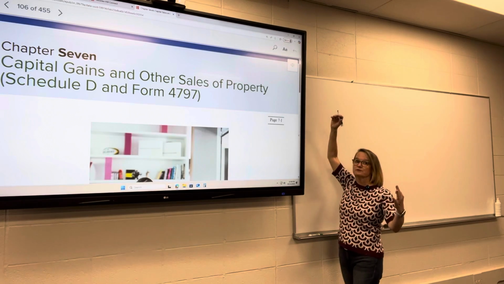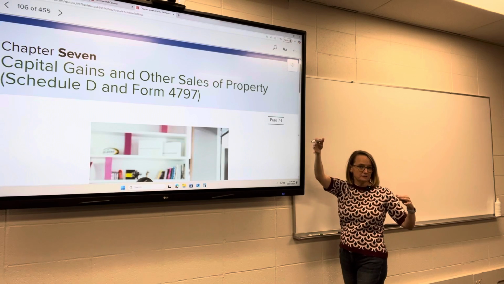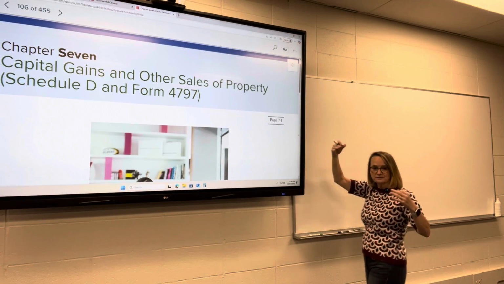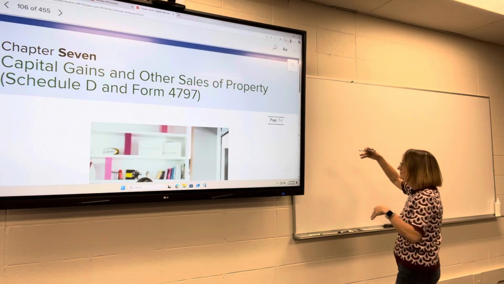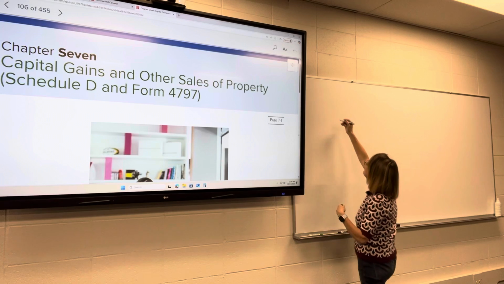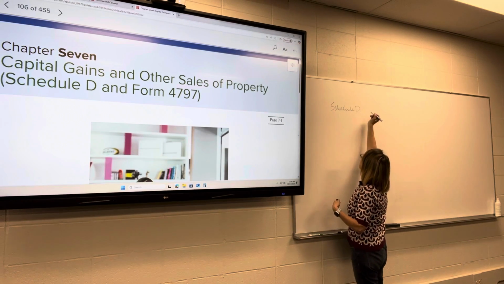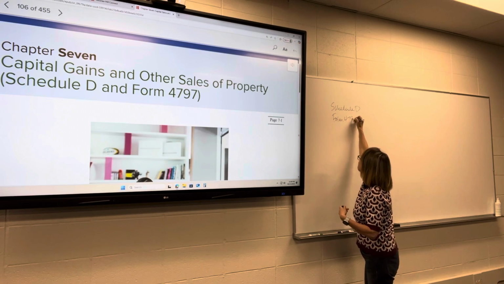So you can see we've gone through the Schedule A, which was our itemized deductions, Schedule B, which was our interest and dividend income, Schedule C, which was our income from sole proprietorships, and now we're moving on to Schedule D and Form 4797.